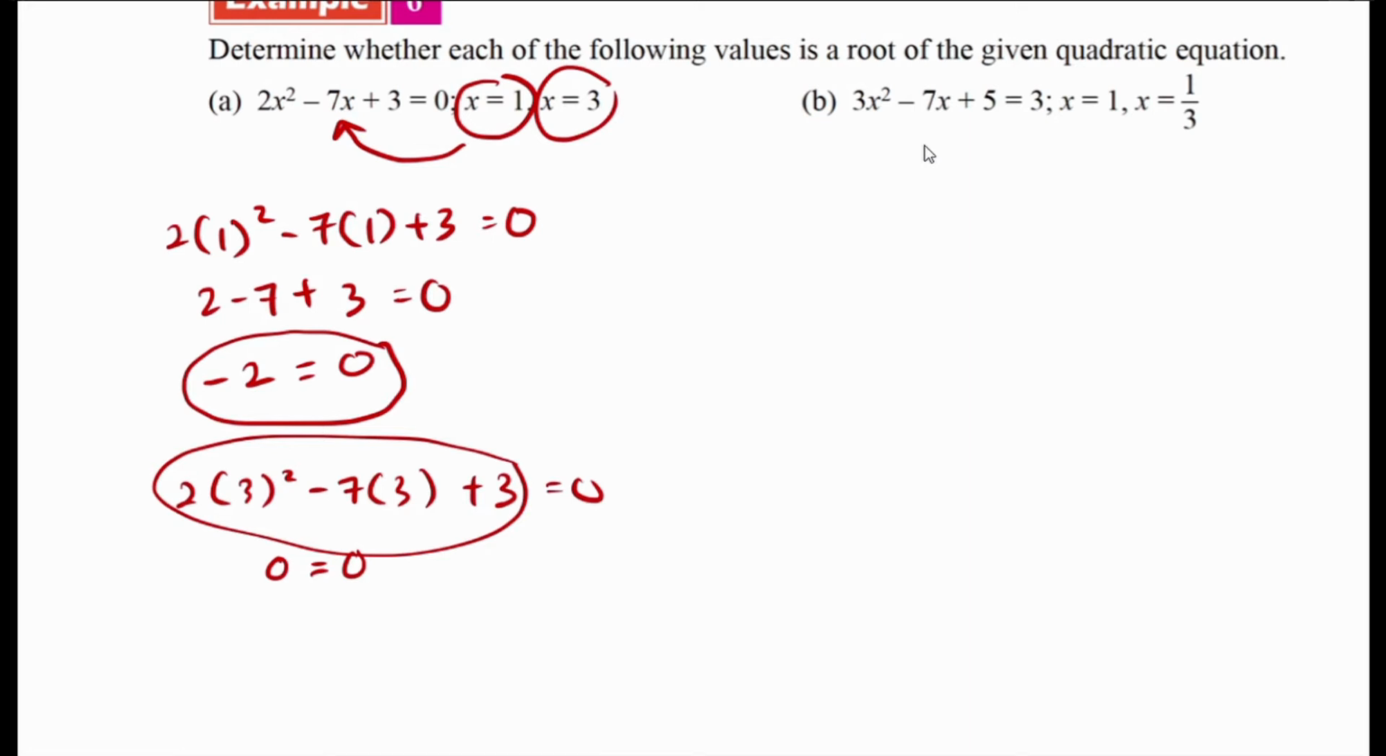We see that when we substitute the value of x inside the quadratic equation, we satisfy both the left hand side and the right hand side, which are equal. For an equation, we need the left hand side and the right hand side to be equal, right? So 1 is not a root, but 3 is a root of the quadratic equation.